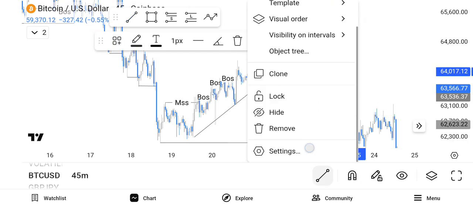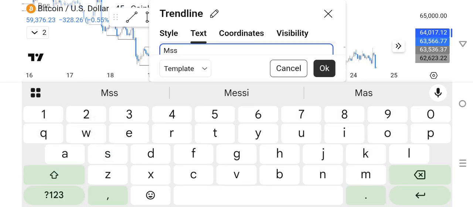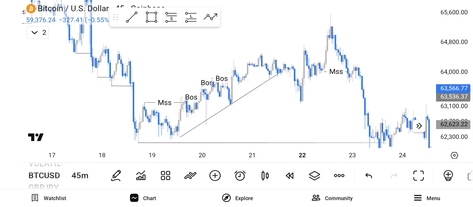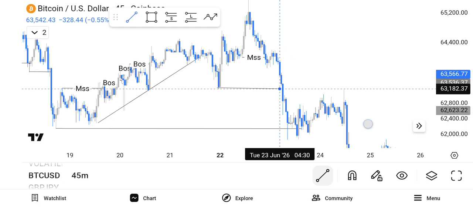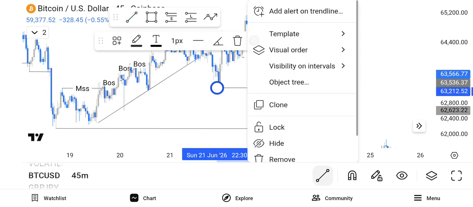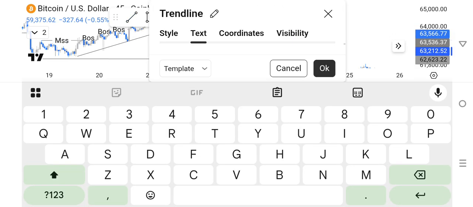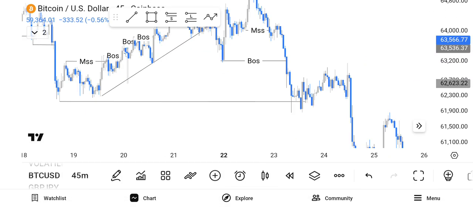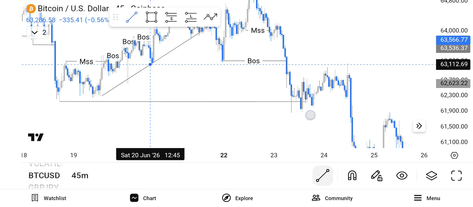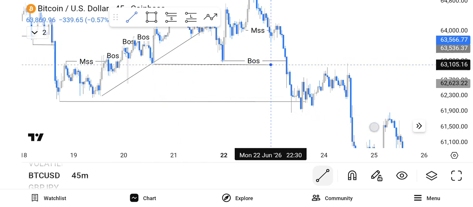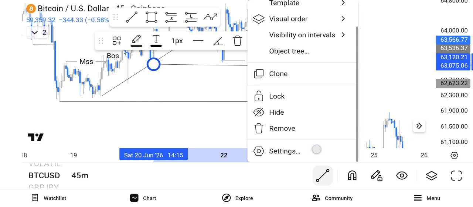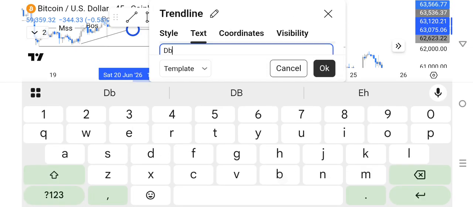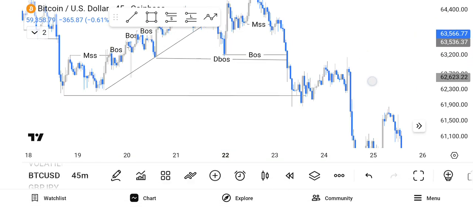Now this is a sign that market is changing. Market is moving towards the bearish side. Then market gives us a break of structure, takes out this structure. This here too is another break of structure. So this is like a double break of structure. At the same time, market takes out two structures. This is a double break of structure.